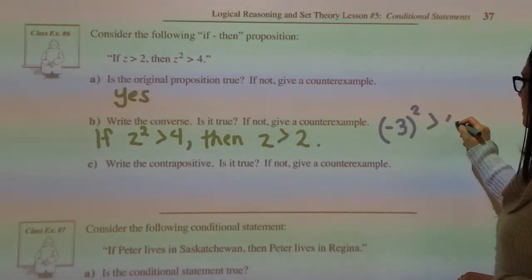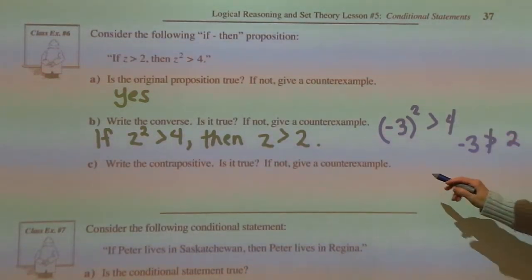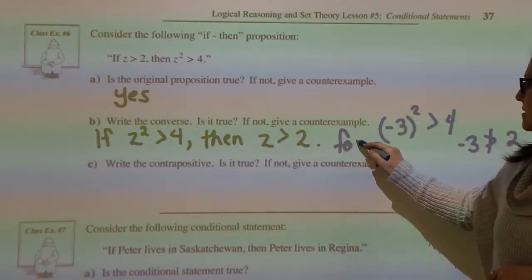Oh, never mind. Is this true or false? If I take negative 3 and square it, is that number greater than 4? So what's negative 3 squared? 9. Is 9 greater than 4? Yes. But is negative 3 greater than 2? No. So this makes the statement false.